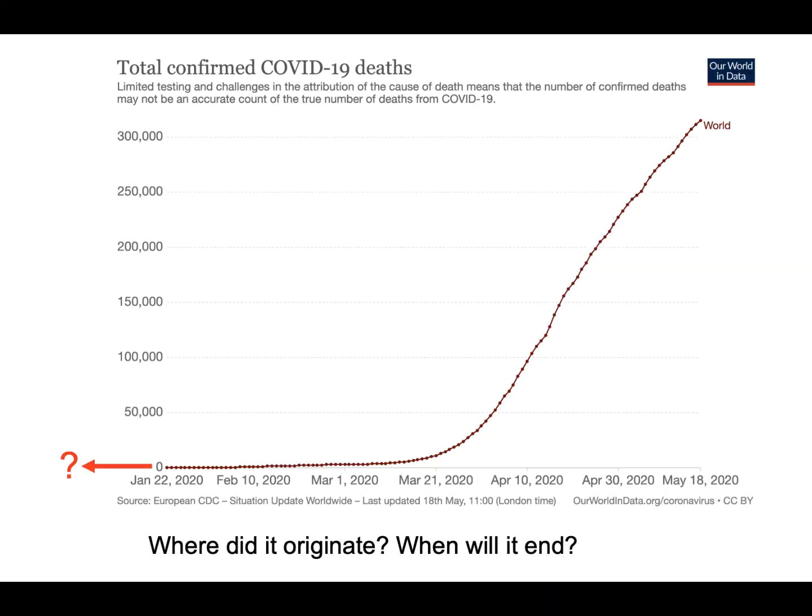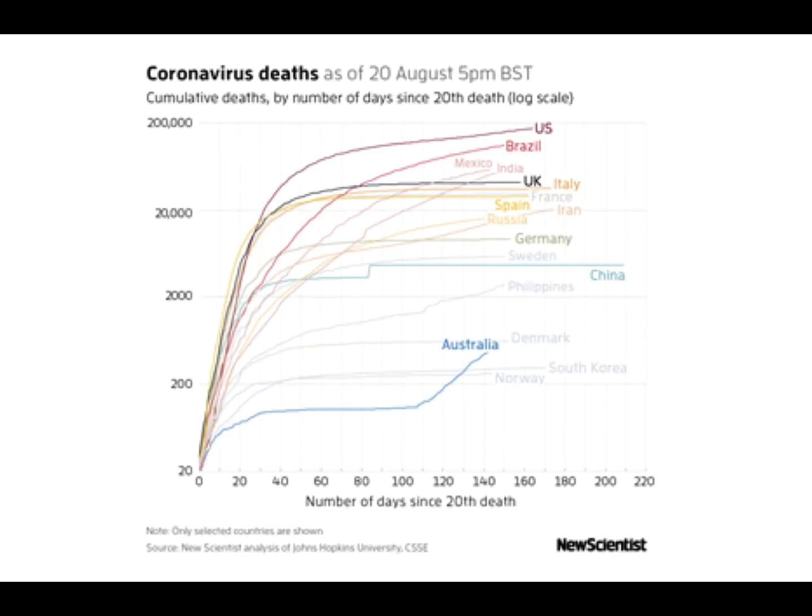So here's a graph of the total confirmed deaths starting essentially in March, but it's clear from the question mark here that there were other cases. Probably later people will identify that it appeared much earlier than that. And the death rate continues in the world to go up, and we don't know exactly how high that number is going to be in the end.